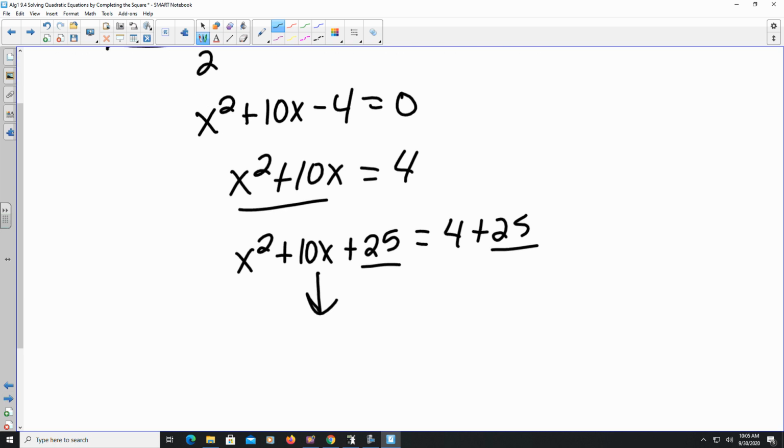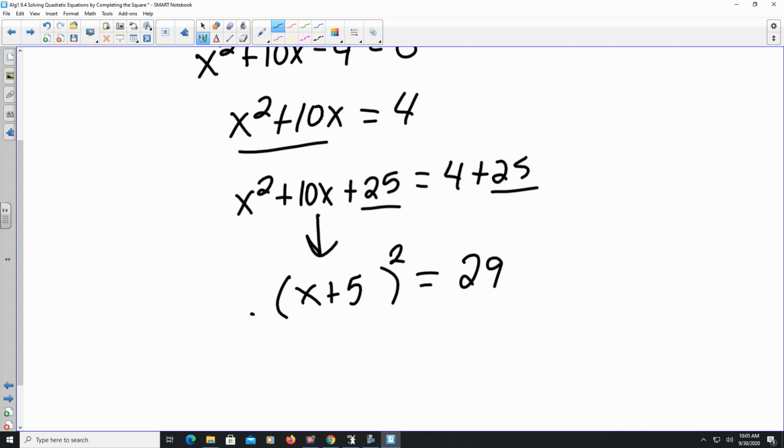From here, we factor x squared plus 10x plus 25, and this is going to be x plus 10 divided by 2, which is 5, quantity squared, and this is going to be equal to 4 plus 25, which is 29. Since they don't give us any other stipulations, I'm just going to round this because 29 is not a perfect square number. So this is going to be x plus 5 equals plus or minus, and we'll say this is about 5.39.